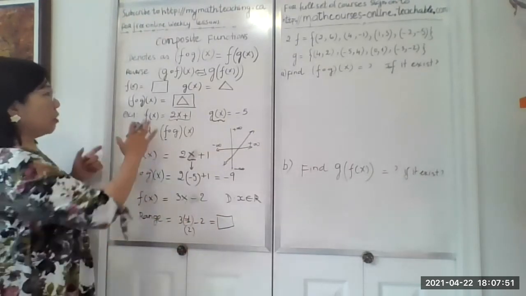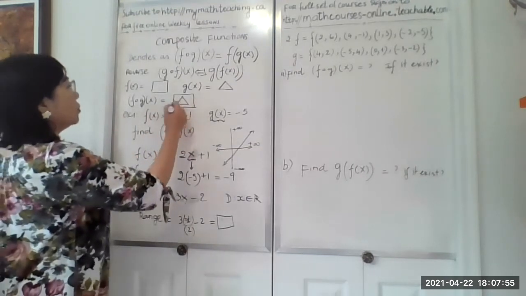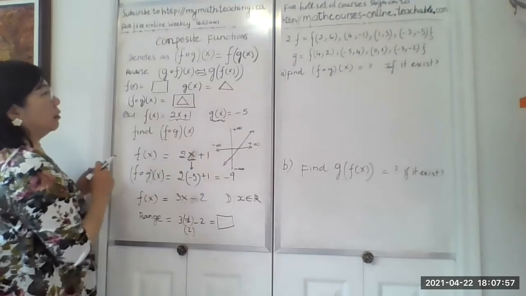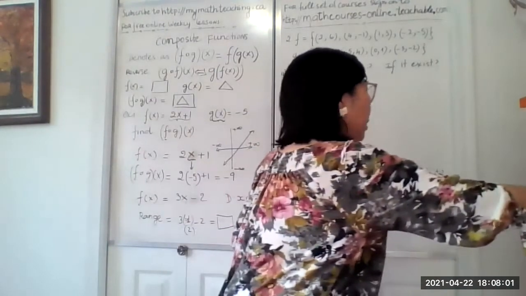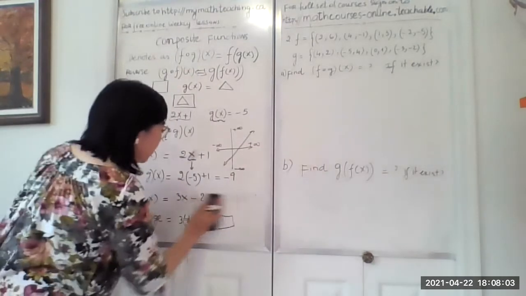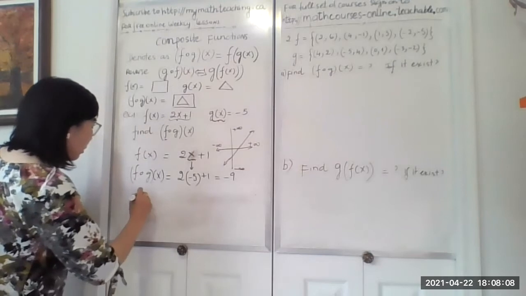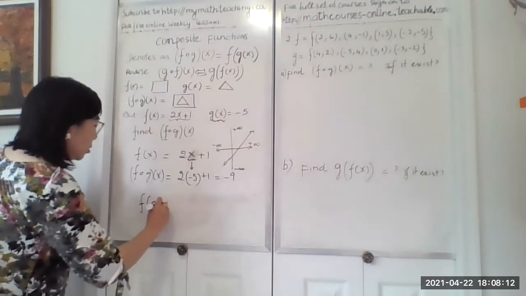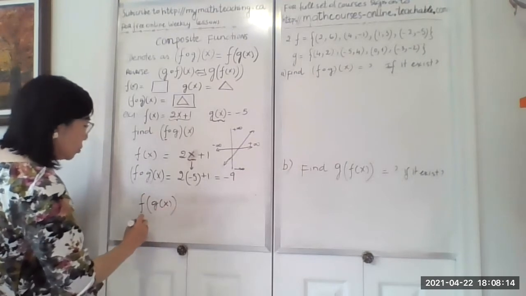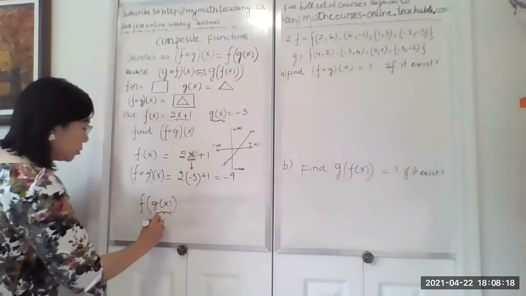So if we're talking about the composite function, then you realize that if I write the function f of g of x, basically g of x here is the range.